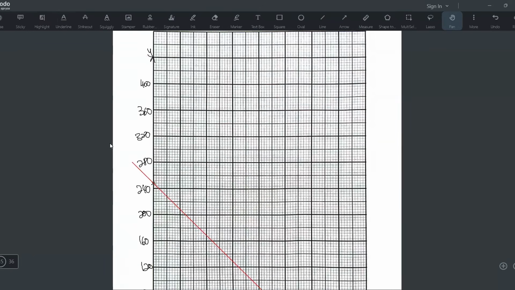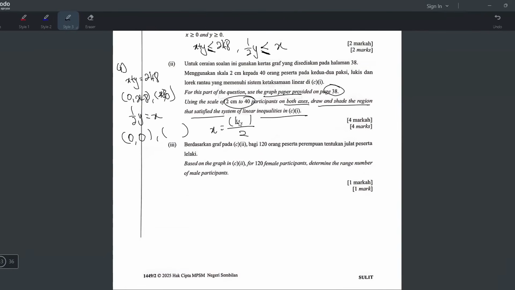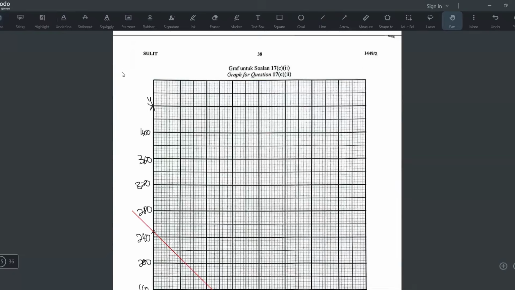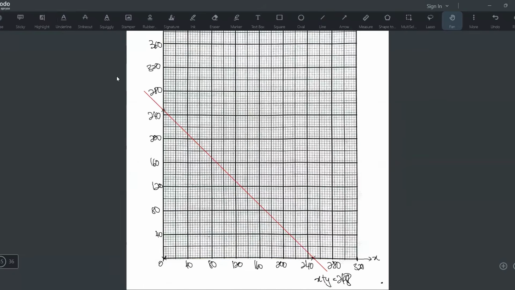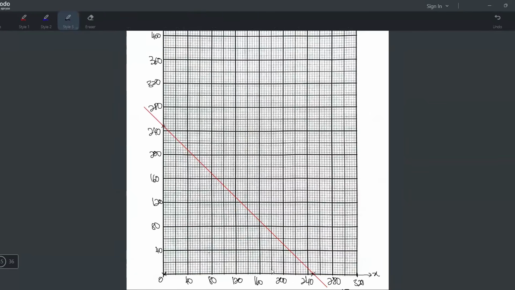Maybe 400, right? So if you take 400, let's see what we get. 400 divided by 2, I get 200. That means when y is 400, your x is 200. So this point is good. Boleh plot 200, 400. So this is the point I will end up using. Okay, done. Now join this with the 0, 0, and you get that nice straight line.